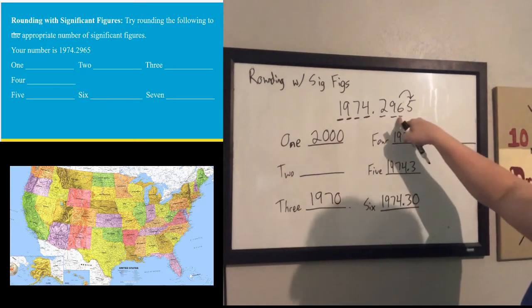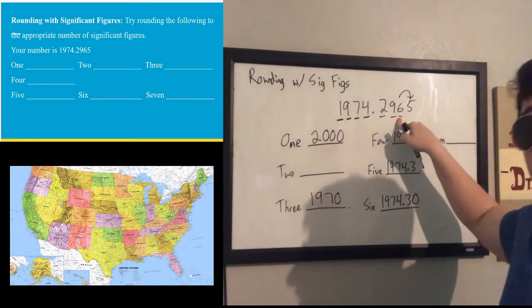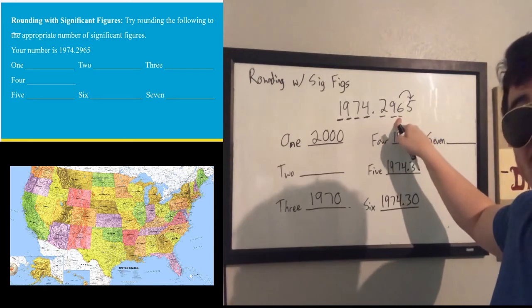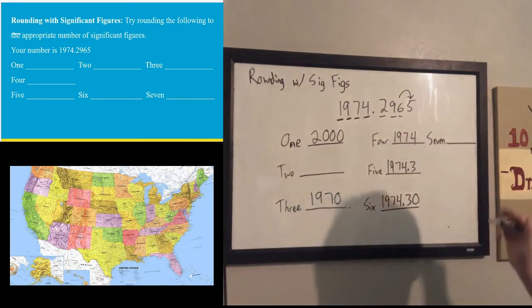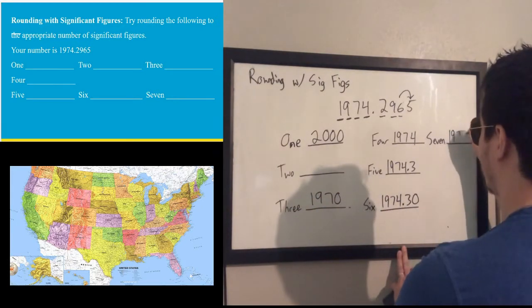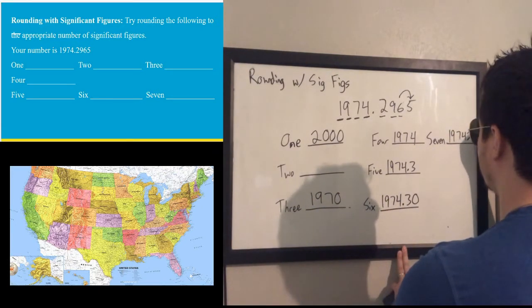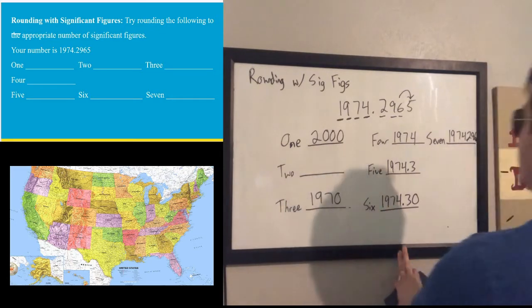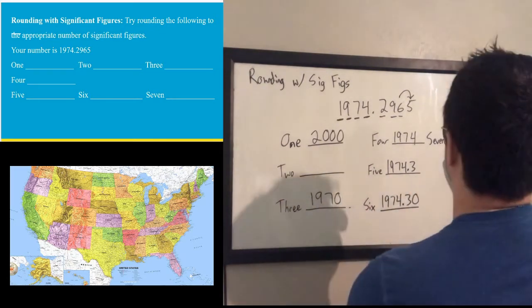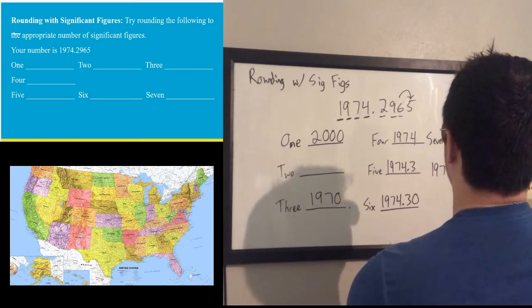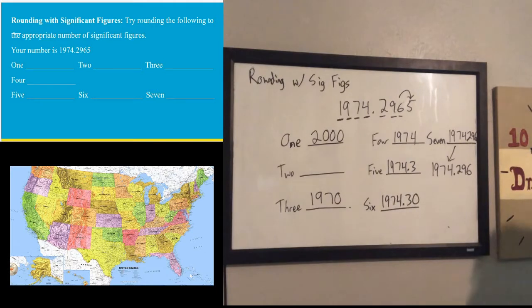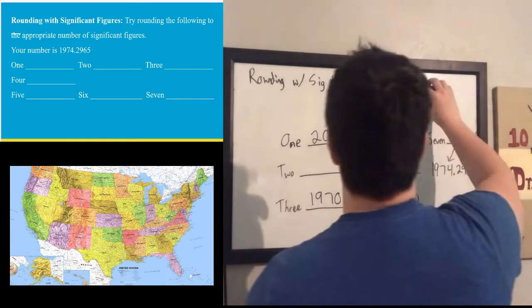If we were to round this 6 up, 6 would become a 7. Newsflash, 7 is an odd number, which means this guy's going to stay the same, actually. Very weird. But our final rounding here, 1974.296. Do not round it to a 7. Let me write that down here so it's a little bit easier to read. That 6 will not become a 7 because a 7 is an odd number. Very obscure. Going to happen very rarely.